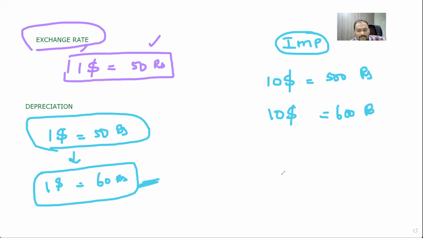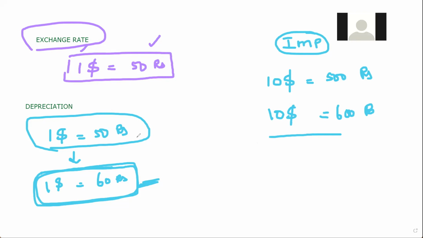Yes or no, my dear students? Is it logically right? Yes, sir. Earlier, you were paying 500 rupees for the $10 worth of good. But after depreciation, for the same $10 worth of good, how much are you paying now? 600. I want all of you to understand. How many of you got the concept of depreciation? Are you all clear with it, my dear students? How many of you got this numerical example right?